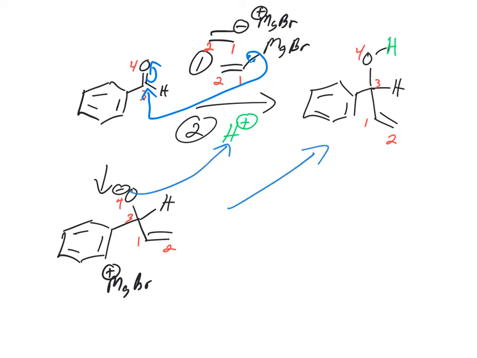And that leaves us to, so we had an addition step, and then a protonation step. And that's what every single one of these is. The first step is an addition with a nucleophile, whether it's a Grignard or a hydride. And then the second step, because there's no good leaving groups, is a protonation.